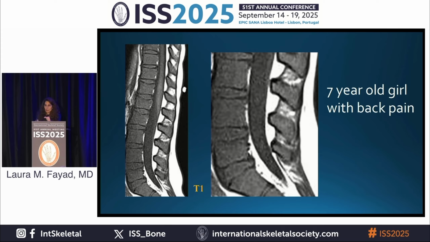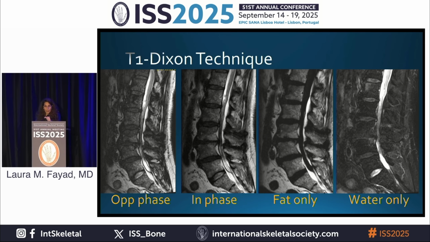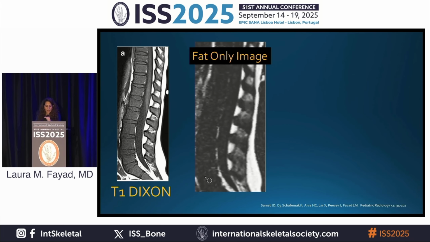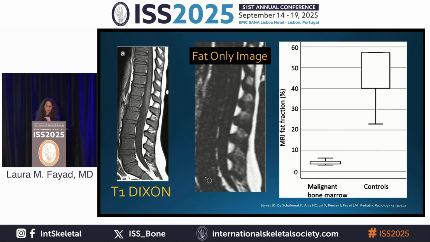So I'm just reviewing another type of chemical shift imaging, the Dixon technique, where you get in and out of phase as well as fat-only and water-only images. And when we look at the fat-only image here, you see there's no fat whatsoever. And so this is typical of marrow replacement, so we should be worried about leukemia, which is what this was.